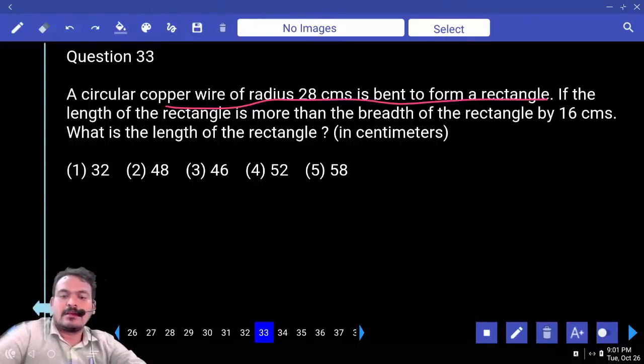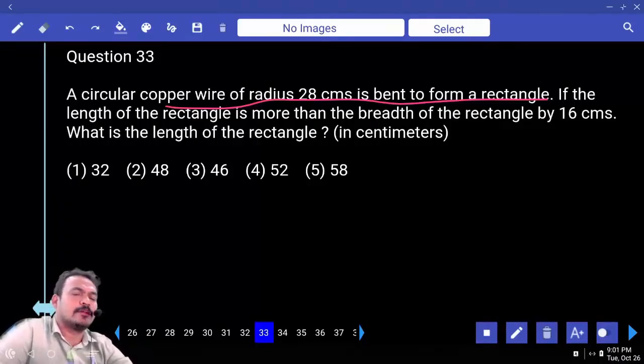Rectangle. Circular copper wire, nothing but it is circular shape or square shape? Circular shape. Circular shape wire converted to which form? Rectangular form, or not? Circular shape is nothing but a 2-dimensional figure, or not? Rectangular shape is also a 2-dimensional figure. In 2-dimensional figures, one diagram is converted to another diagram. Which one is equal? Perimeters are equal, or not?